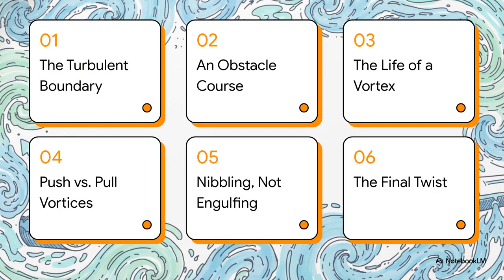All right, so here's our game plan for this scientific deep dive. We're going to start right at the turbulent boundary. Then we'll see how scientists basically create chaos on demand. We'll meet the absolute star of our story, the vortex, and stick around because there's a really surprising twist at the end about how this mixing actually happens.